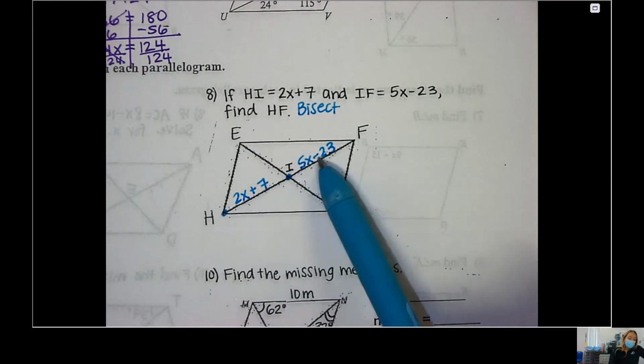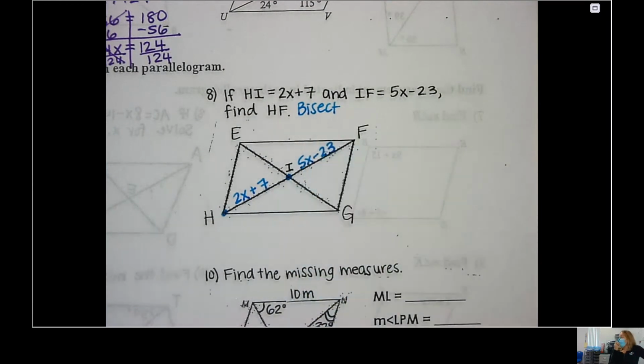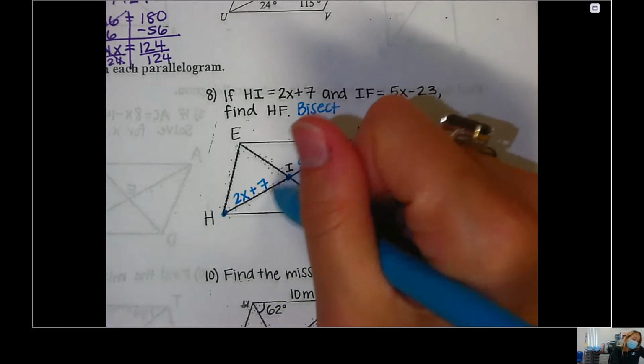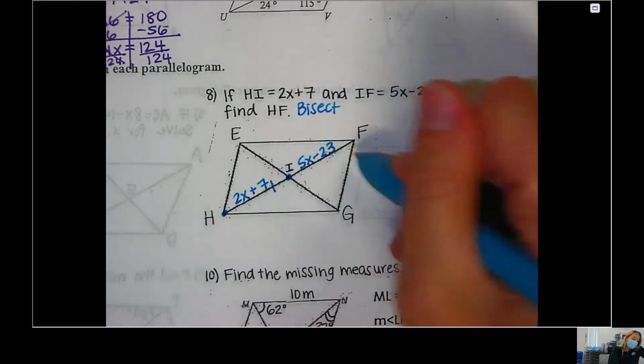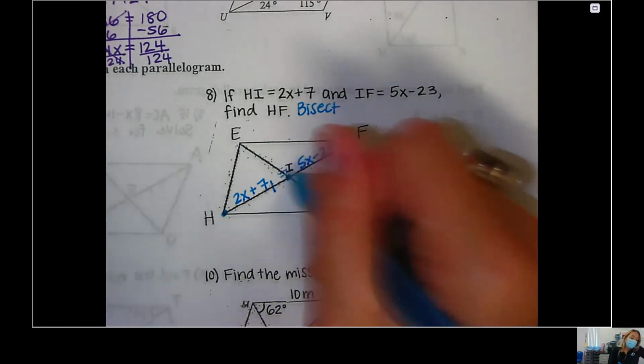So I have these two equations here, and I know they are bisected. What does that mean about those two pieces? Faith? They're the same. Bisect means cut in half. So because they are cut in half, this piece and this piece are the same. Put a tick mark on them to show that. So if they are the same, what can I do to them? Set them equal to each other.